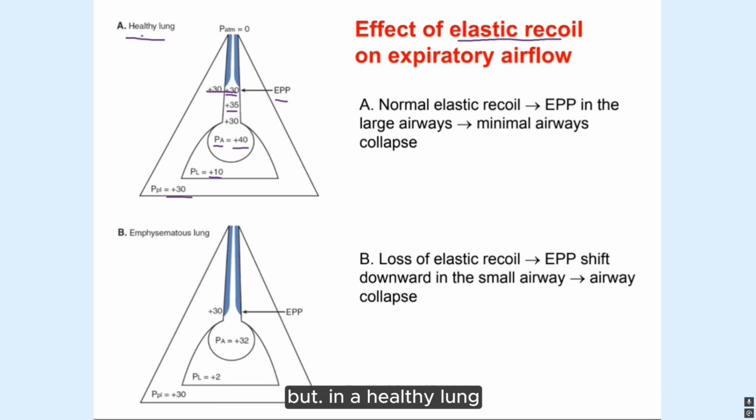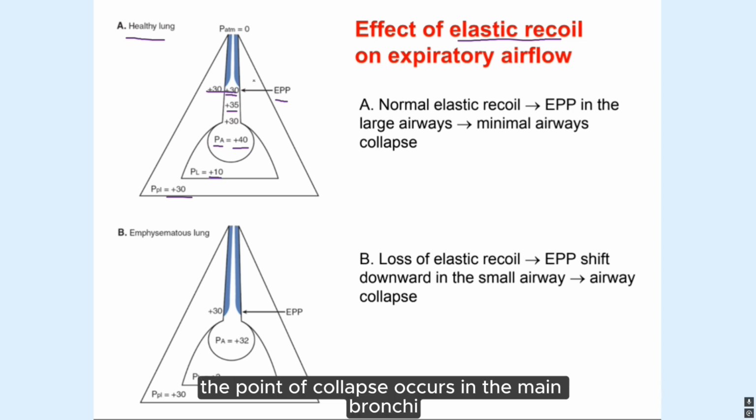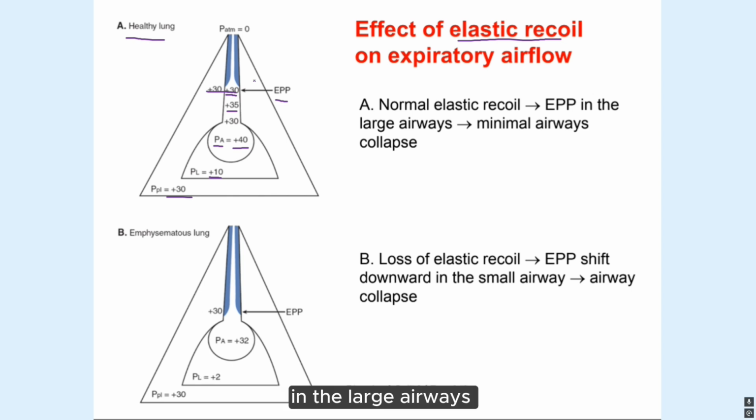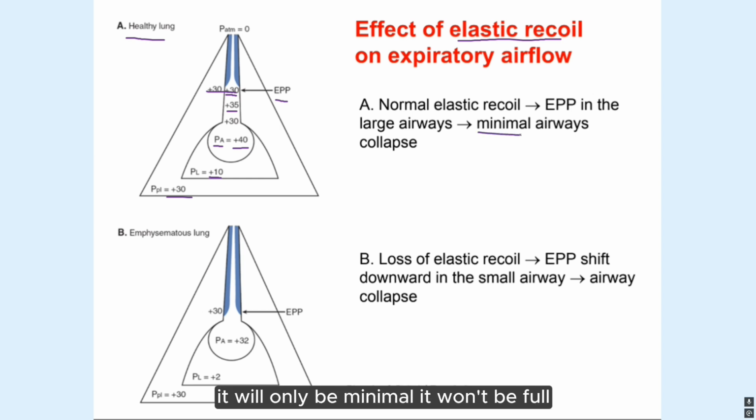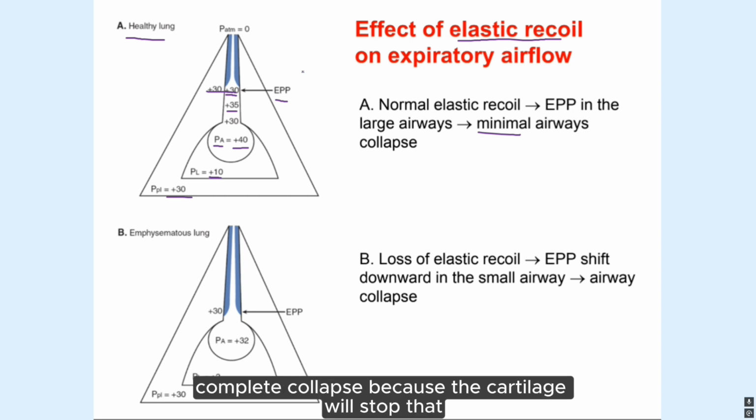But in a healthy lung, the point of collapse occurs in the main bronchi, in the large airways. Over there, we have cartilage in the walls. So even though, yes, there will be collapse, it will only be minimal. It won't be full complete collapse because the cartilage will stop that.